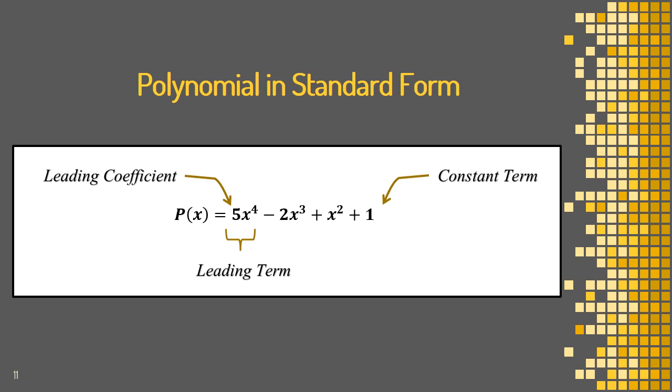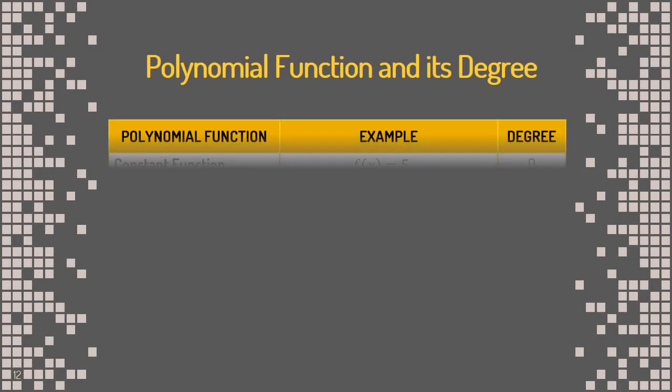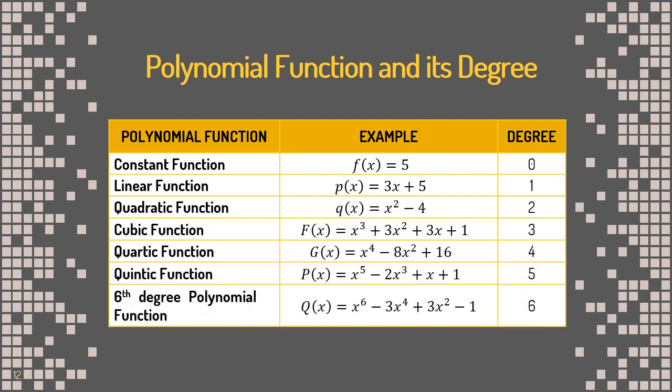The leading coefficient is the numerical coefficient of the leading term. In this example, we have 5. And the constant term is the term which has no variable. A polynomial is said to be in standard form if its terms are arranged in descending order of power. Given in this table are examples of polynomial functions and their degree. The name of a polynomial function is based on the degree of the polynomial.